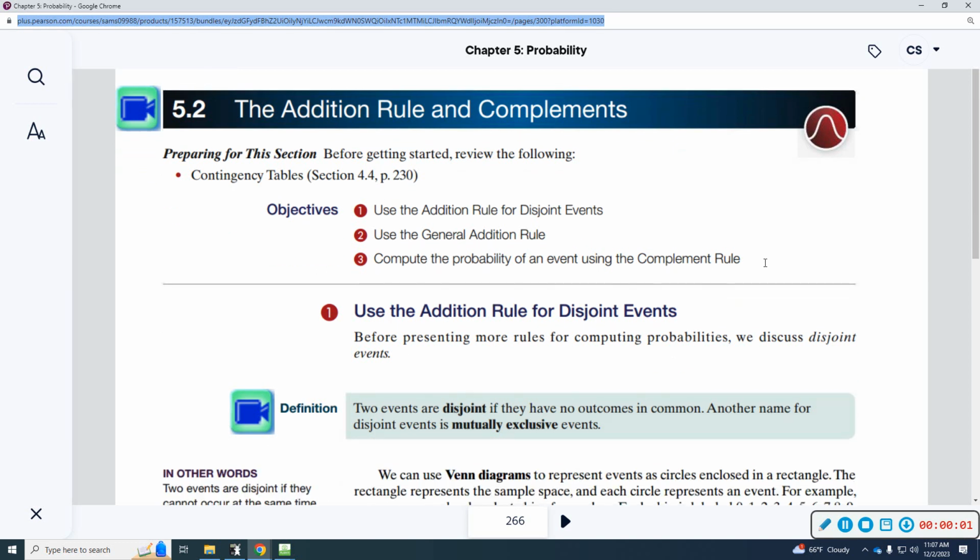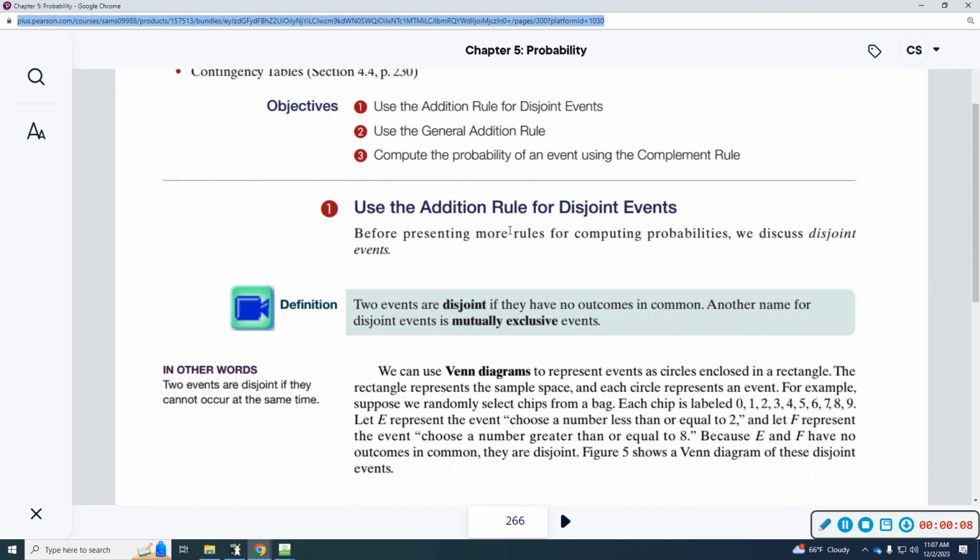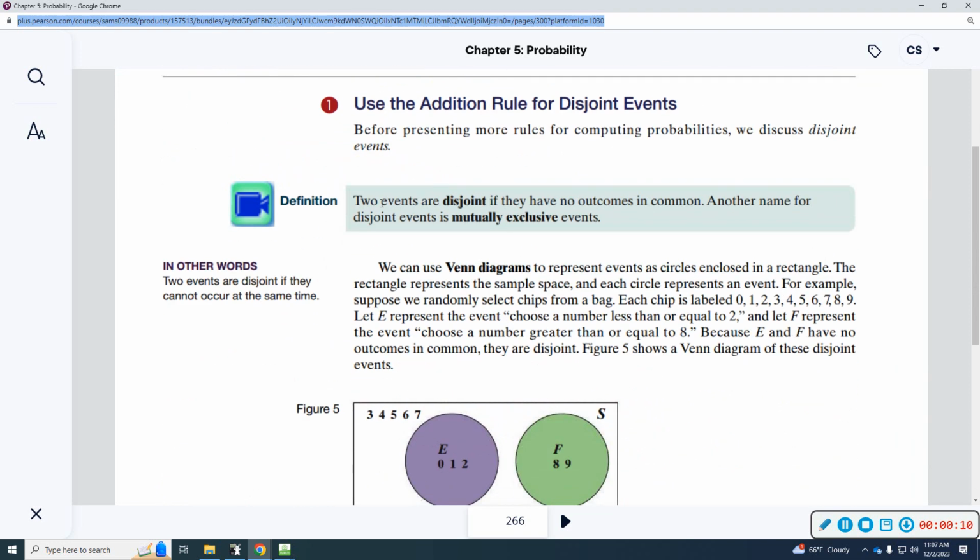All right, today we're going to be looking at 5.2. It's the addition rule and complements. One of the first definitions we're given is two events are disjoint if they have no outcomes in common. So another name for disjoint is mutually exclusive.